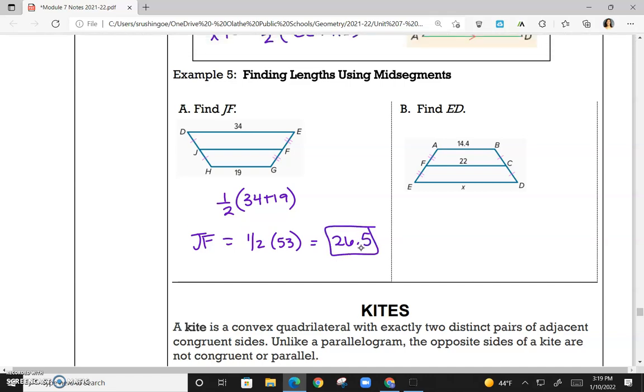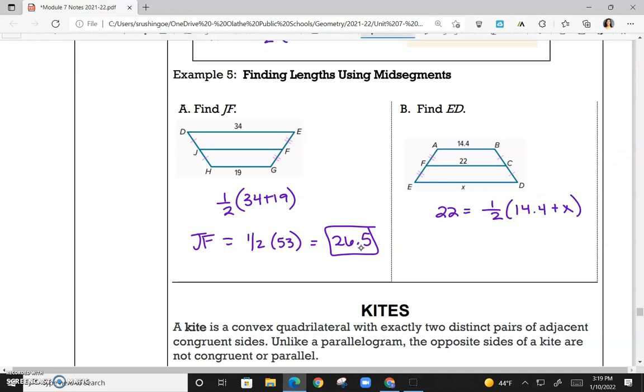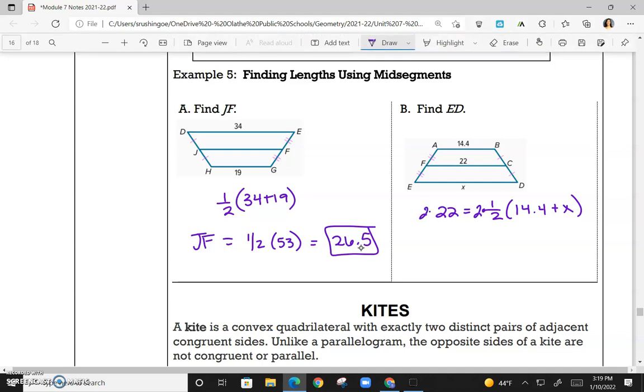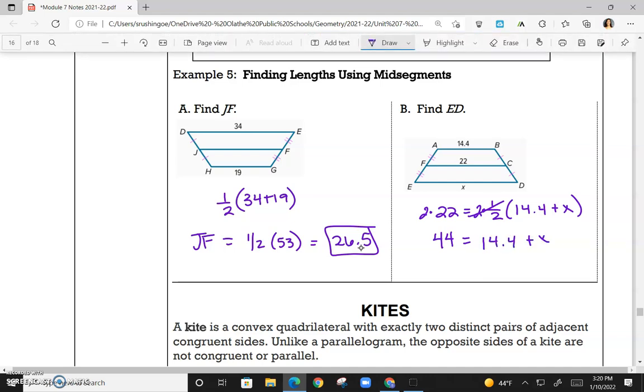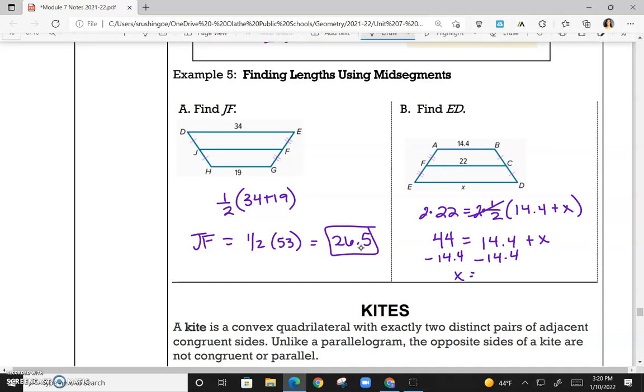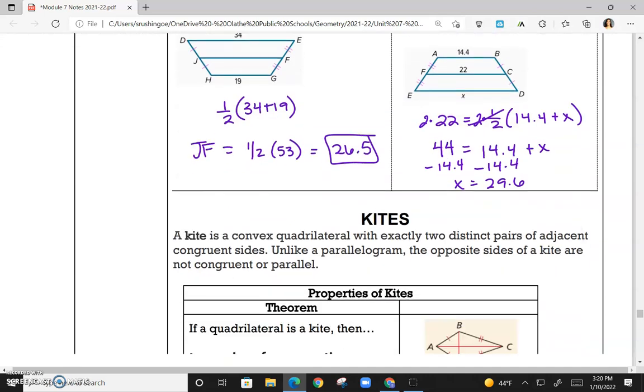Now what if we already have the midsegment? We know that 22 is going to equal 1/2 of 14.4 plus x. So we're going to work backwards, and we would either distribute the half, which makes it a little bit messier. So instead of that, we can just multiply by its reciprocal, 2, and that's going to cancel that fraction there. And we get 44 is equal to 14.4 plus x, and now we just have to subtract that 14.4. So x is going to equal 29.6.